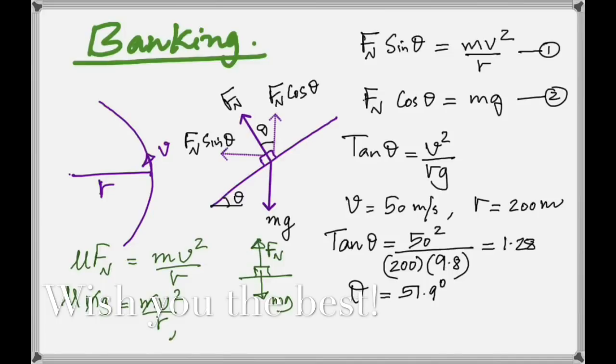What did you get for mu when you substituted this? 1.2. Can mu be 1.2? What's the maximum value of mu? 1. Which means practically this car cannot stay on the road. You know what I'm trying to say? Because it's moving too fast.